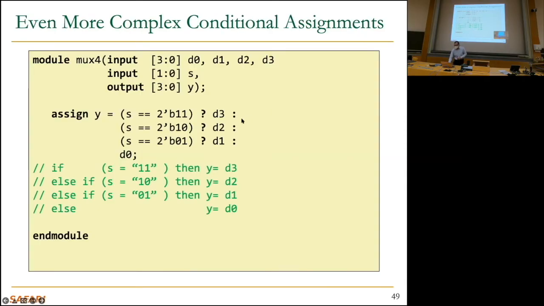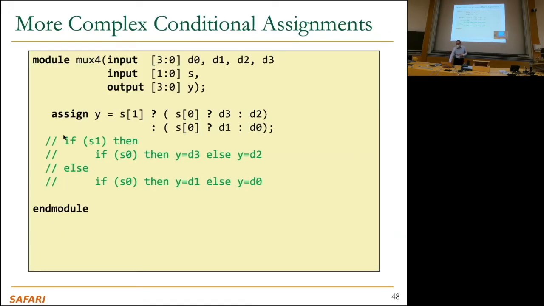And this is another way of writing the same thing, looking at 2 bits at the same time. This is potentially a higher level of abstraction, right? Basically, Y is assigned to D3 if the select input is 1, 1. Y is assigned to D2 if the select input is 1, 0. Y is assigned to D1 if the select input is 0, 1. Otherwise, Y is assigned to D0. Clearly, this is, in my opinion, easier to understand and read than this hierarchical view.